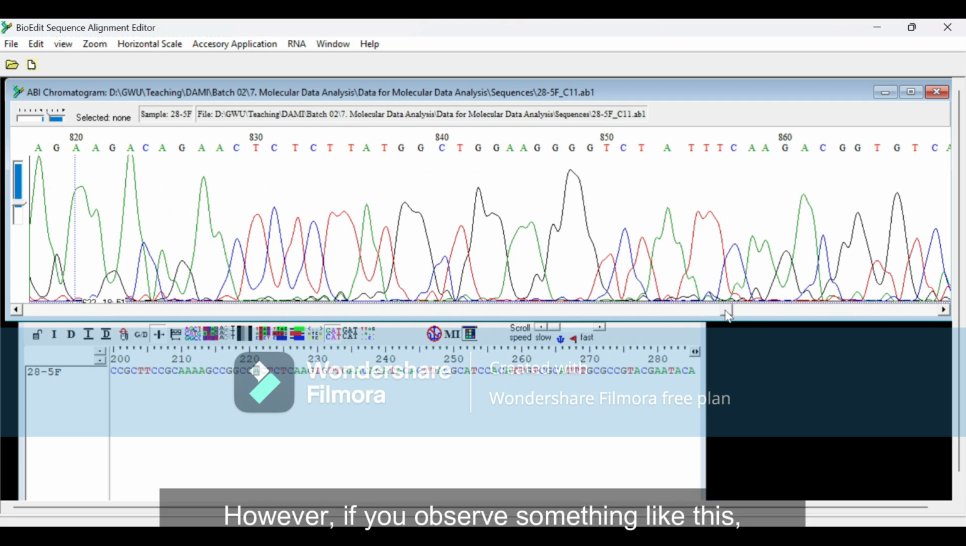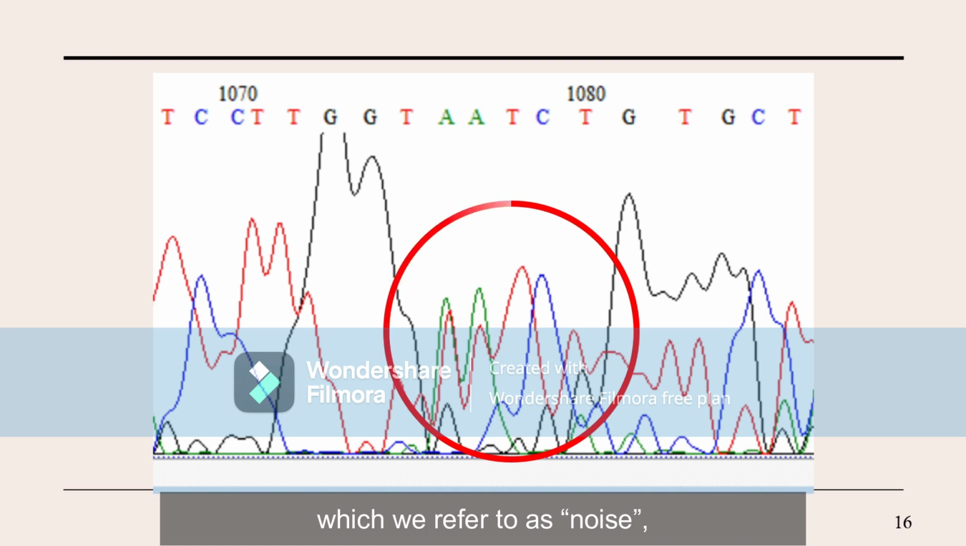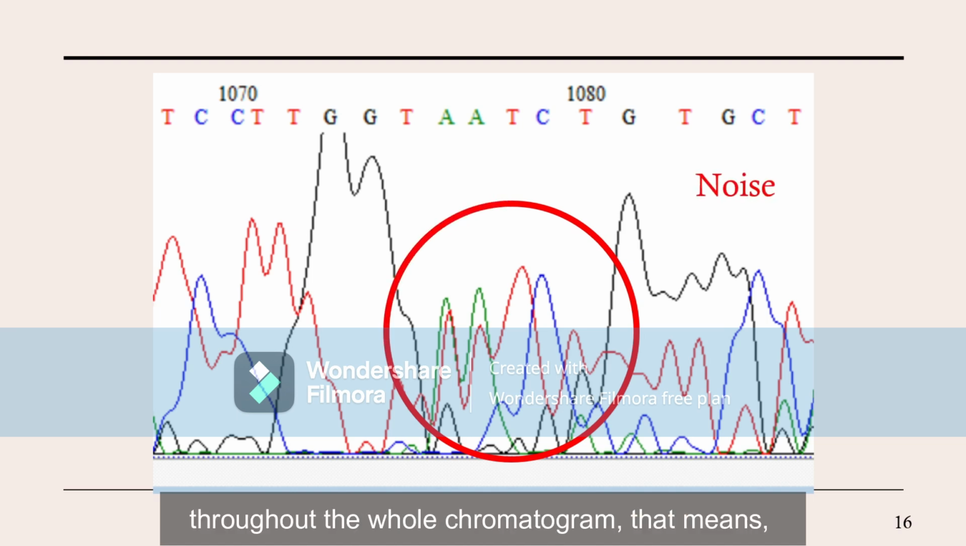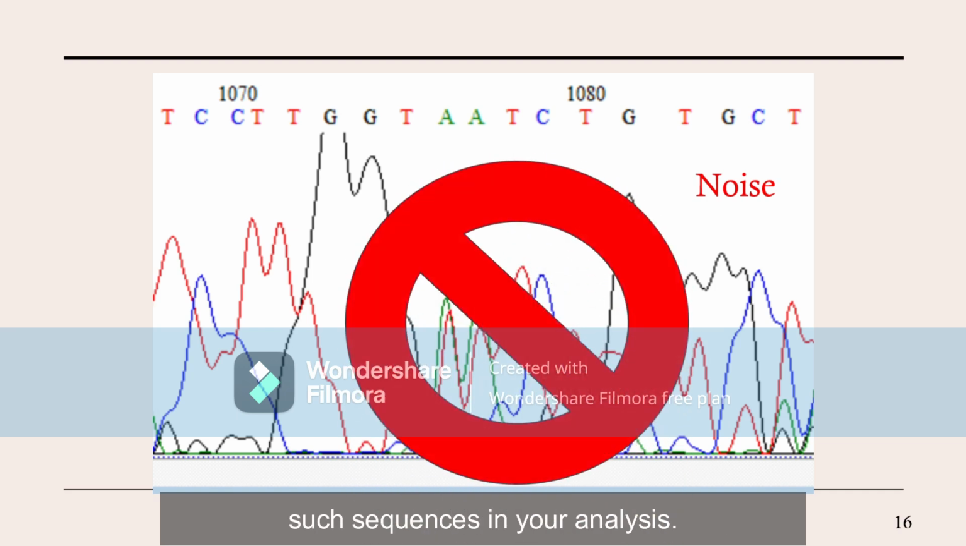However, if you observe something like this, which we refer to as noise, throughout the whole chromatogram, that means your sequence is of poor or low quality. Therefore, you should be cautious in using such sequences in your analysis.